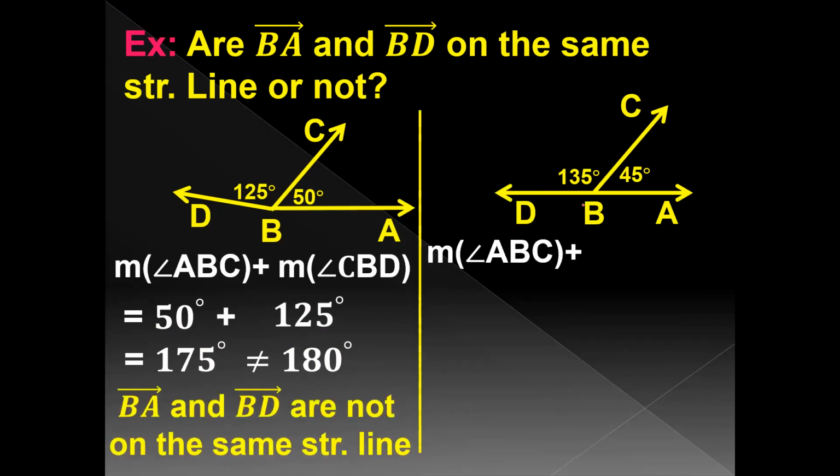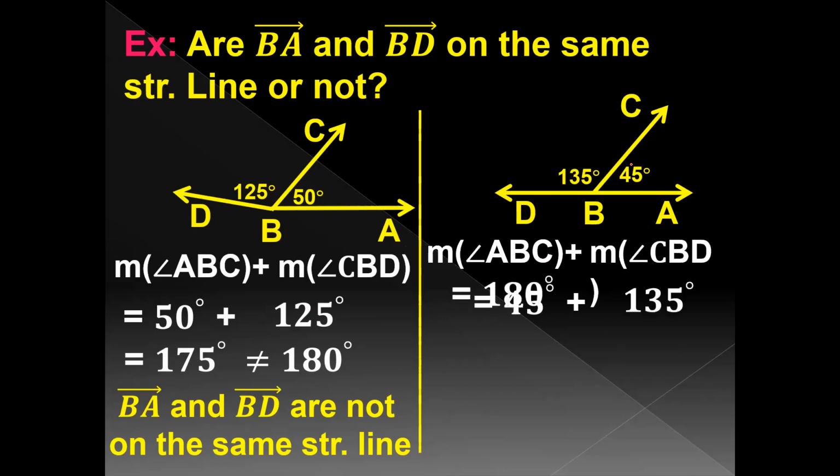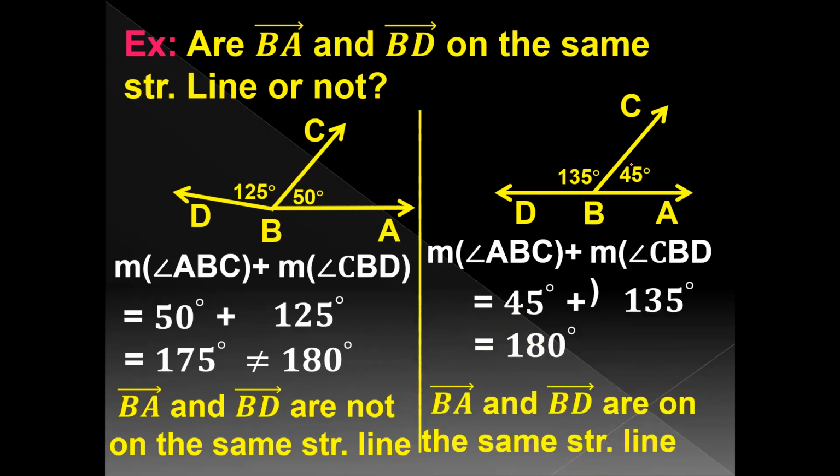The next question, we have two angles. We can say that the two angles are supplementary angles if their sum is 180 degrees. The two rays BD and BA will be on the same straight line if the sum of the two angles is 180 degrees. Add the two angles, 135 plus 45, their sum will be 180 degrees. So the two angles are supplementary angles, then the two rays are on the same straight line.